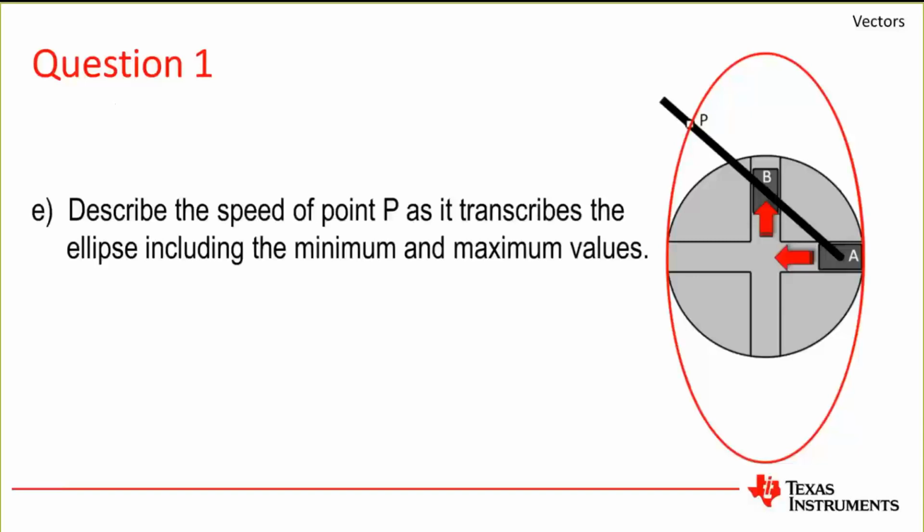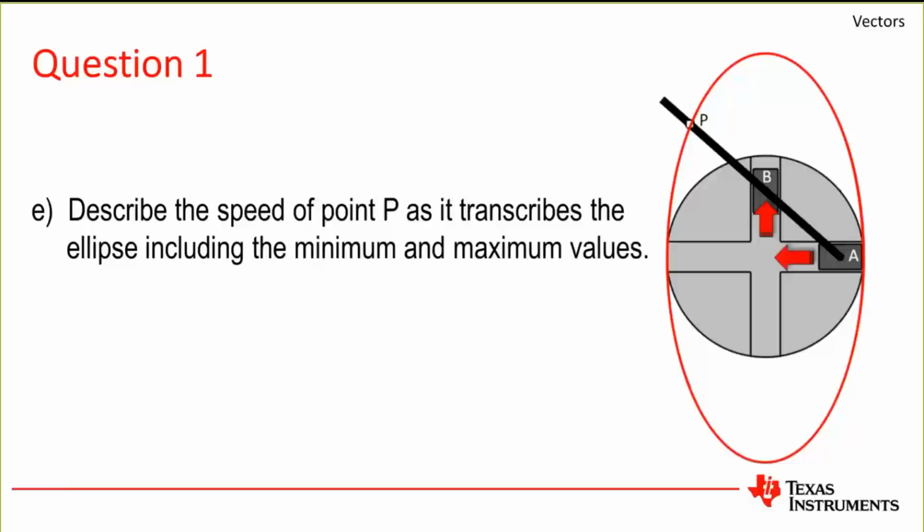Part E. Describe the speed of point P as it transcribes the ellipse, including the maximum and minimum values. Now, this is a question where you'd really want to have a look at how many marks it is worth, because describing the speed of it might be a literal interpretation.